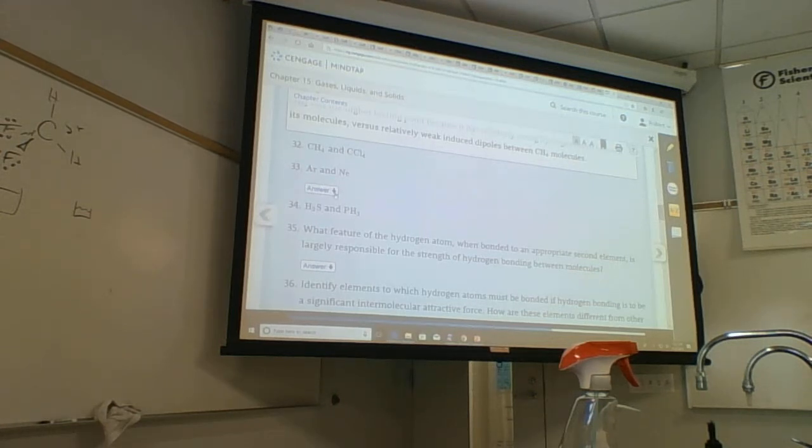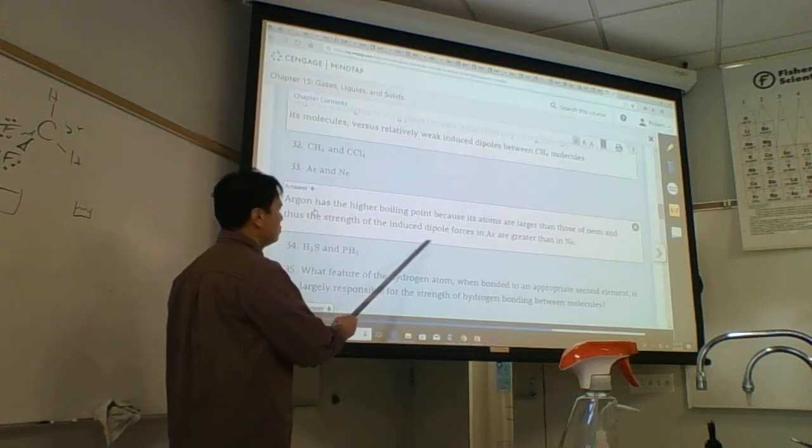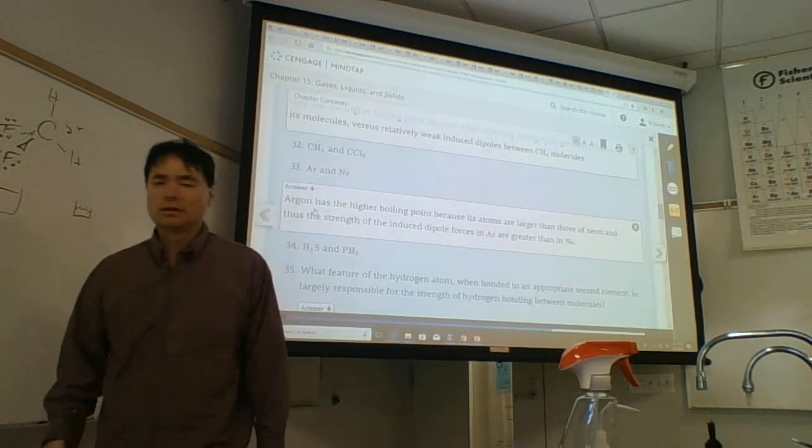have stronger induced dipole or instantaneous. Argon has a higher boiling point because its atoms are larger than those of neon, and thus the strength of the induced dipole forces in argon are greater than neon.